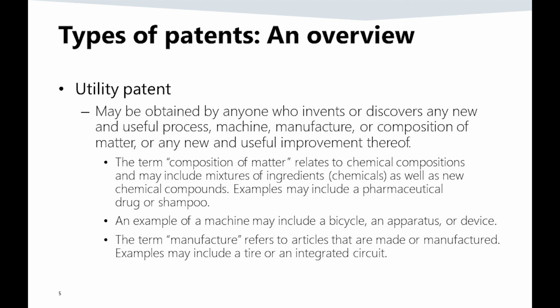A utility patent may be obtained by anyone who invents or discovers a new and useful composition of matter, a device, an apparatus, or a manufactured article, or a process, method, or steps of making a device or chemical. Examples of composition of matter include pharmaceutical drugs, chemicals such as shampoo, soap, creams, etc. Examples for a device include bicycle, tire, an integrated circuit, a cell phone, a vehicle, and examples of process or methods include the methods or steps of making the manufactured articles, devices, or composition of matter.